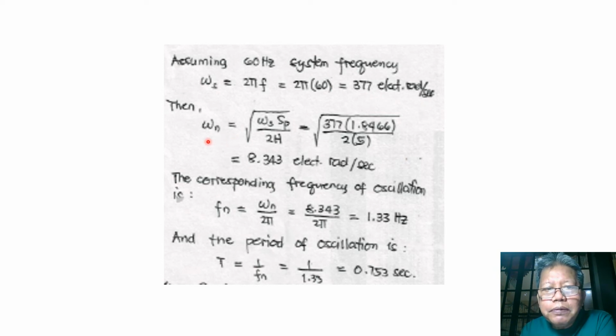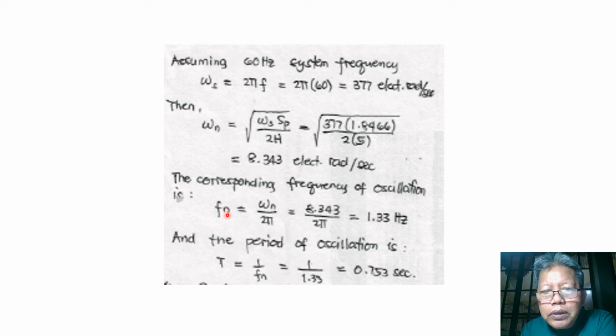So therefore, solving for our angular frequency, omega n is equal to the square root of omega s Sp over 2H. So substituting the values, we have omega s equal to 377, and our Sp is 1.8466, and we divide this by 2 times H, where H is 5, so the answer here is 8.343 electrical radians per second. So this is the angular frequency of oscillation.